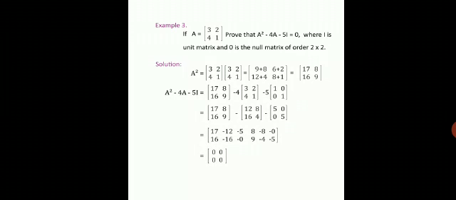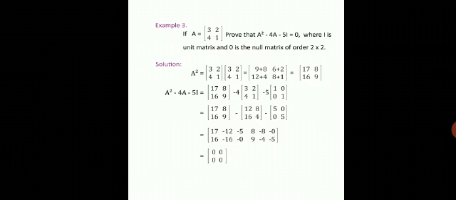Now, take the LHS. That is A square minus 4A minus 5I is equal to, the answer of A square is given, write it, minus 4 into matrix A minus 5 into the unit matrix of order 2 rows, 2 columns, which is 1, 0, 0, 1. So that is equal to, write A square as it is, minus, multiply matrix A by 4, you get 4 into 3 is 12, 4 into 2 is 8, 4 into 4 is 16, 4 into 1 is 4. Similarly, the last one, 5 into the unit matrix, multiplied by 5. That is 5 into 1 is 5, 5 into 0 is 0, 5 into 0 is 0, 5 into 1 is 5.